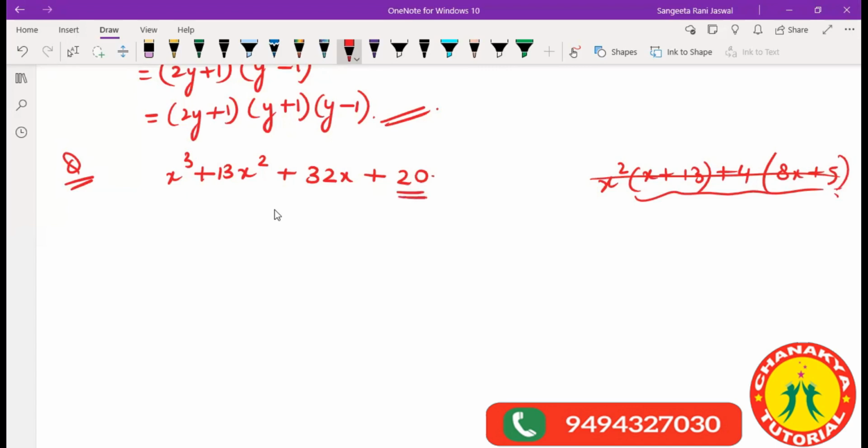See, this is the last term. So now you take the factors of 20. The factors of 20 are 1, 2, 4, 5, 10, and 20. And they all can be positive also, they all can be negative also.